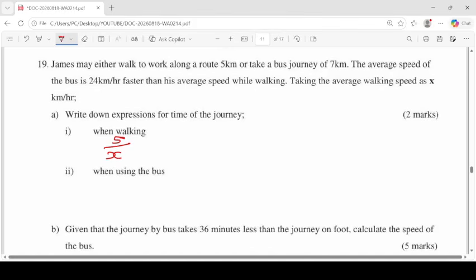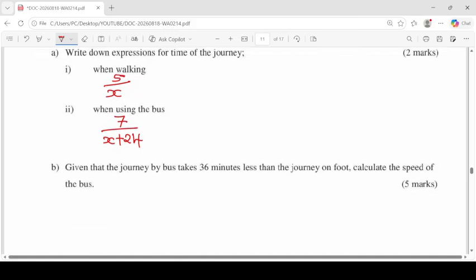Part B. So Roman 2, the expression of the time when traveling by bus. When they travel by bus, the distance covered is 7 kilometers over the speed. We are being told here that the speed of the bus is 24 kilometers faster than that while walking. So if the speed of walking is x, then by bus it will be x plus 24. That is how you get the 2 marks there.